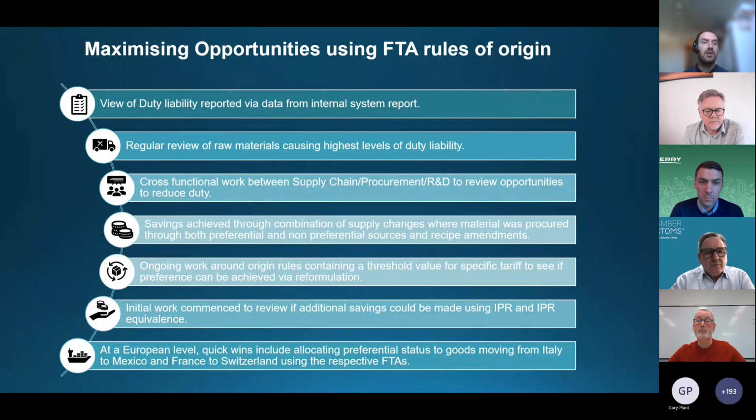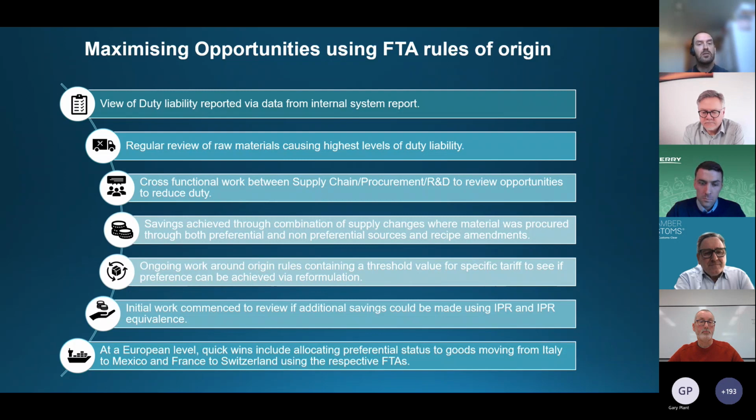We also are making some initial work into IPR. Now, I'm not going to go into the detail of what IPR means, inward processing relief. If anyone's interested, I'm sure someone else on the panel can probably explain it better than me. But it's one of the things we're looking at now that we're a bit more comfortable with tariff level savings and some of this reformulation. So IPR is another thing which for us has been worth digging into.